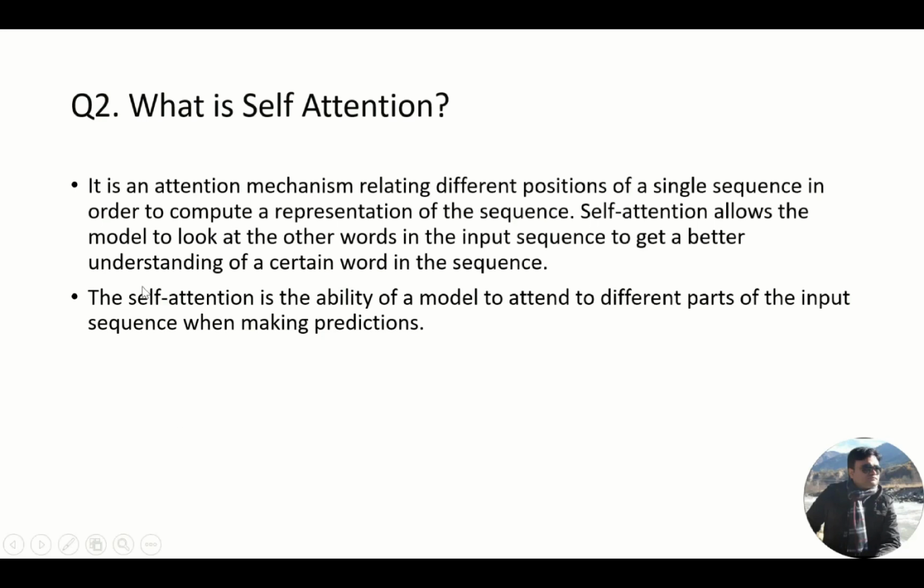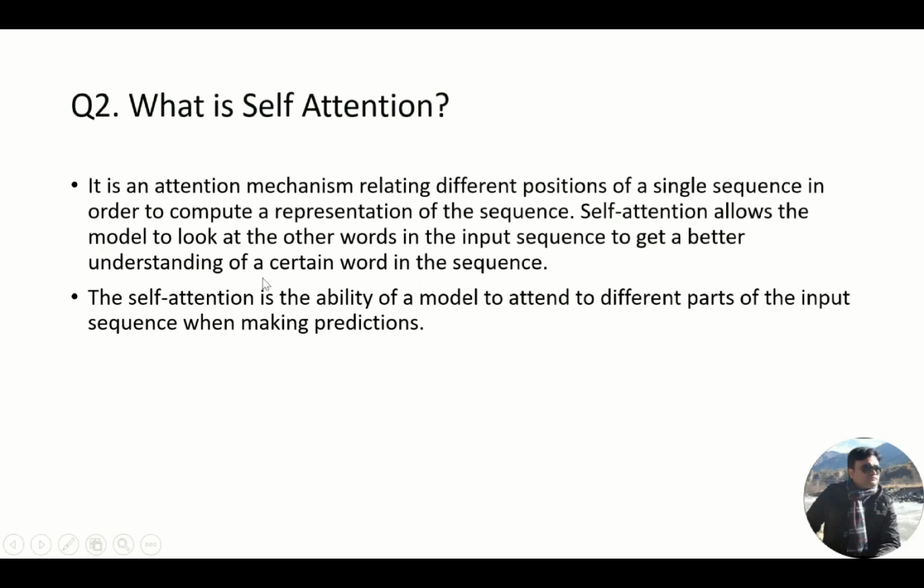So here the answer is: it is an attention mechanism relating different positions of a single sequence in order to compute a representation of the sequence. Self-attention allows the model to look at the other words in the input sequence to get a better understanding of certain words in the sequence. That is what we discussed.